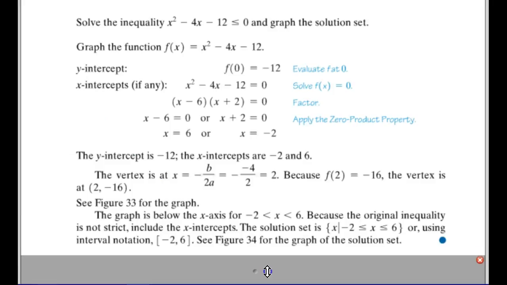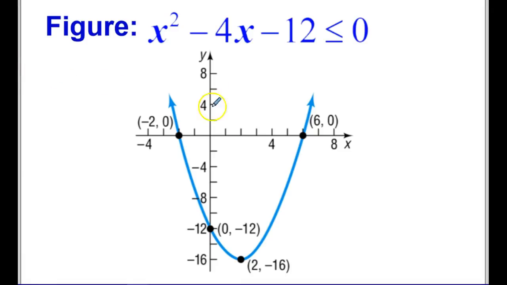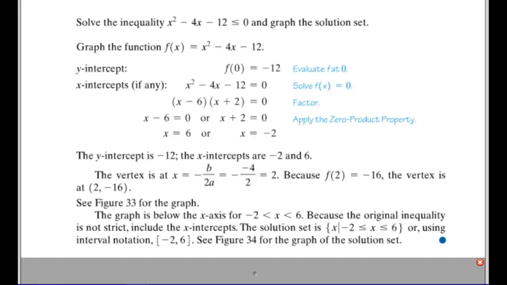Okay, so I'm looking at something that's less than or equal to 0. So anywhere that we're below the x-axis, so in between these 2 points, let me use a different color, I am below the x-axis. So this is all of my possible solutions. And remember here that it was less than or equal to 0, so I can count these points as well. Okay, so that's one thing we have to keep in mind.